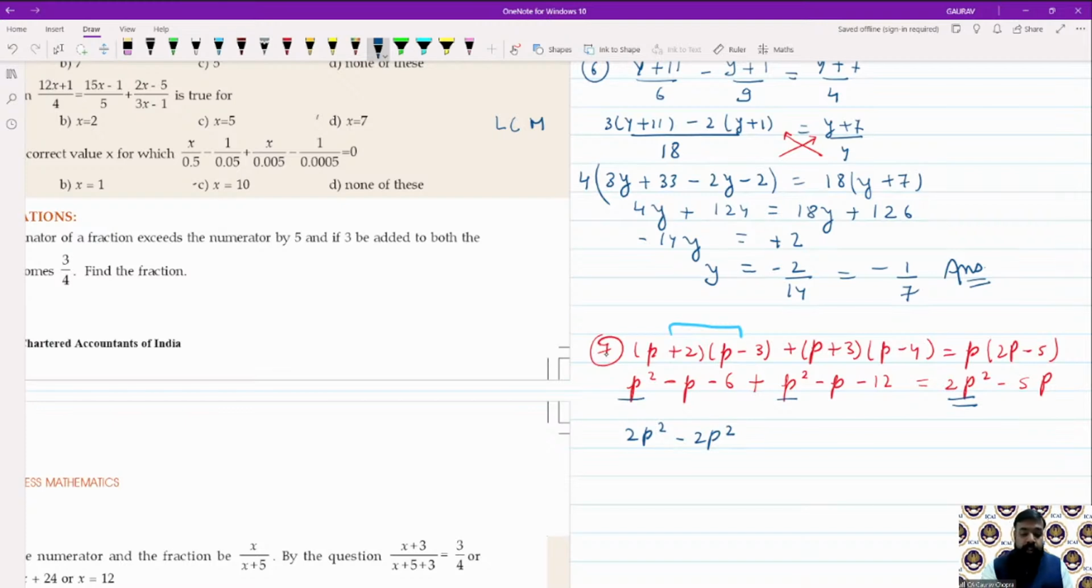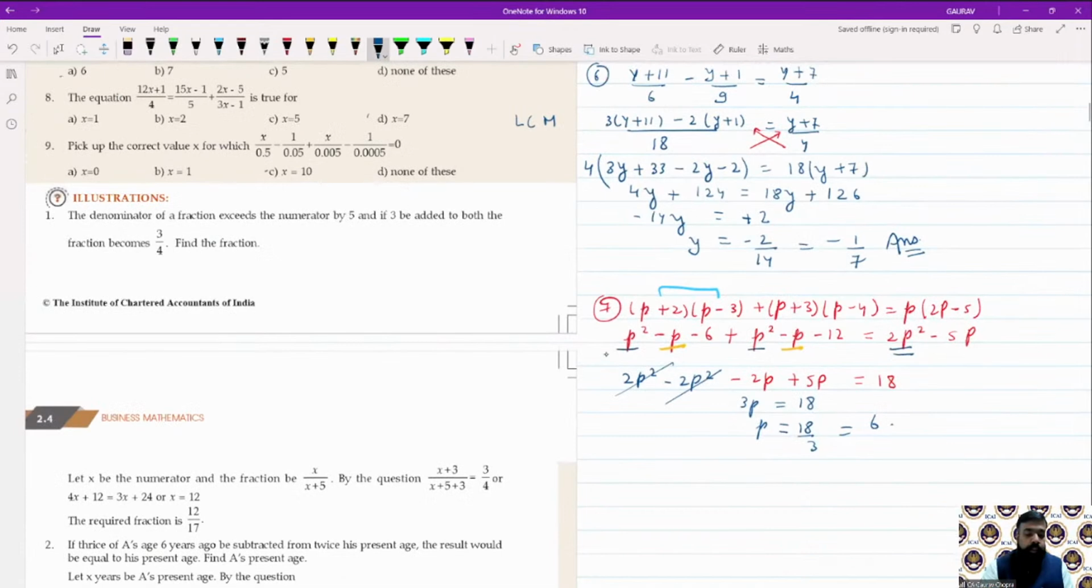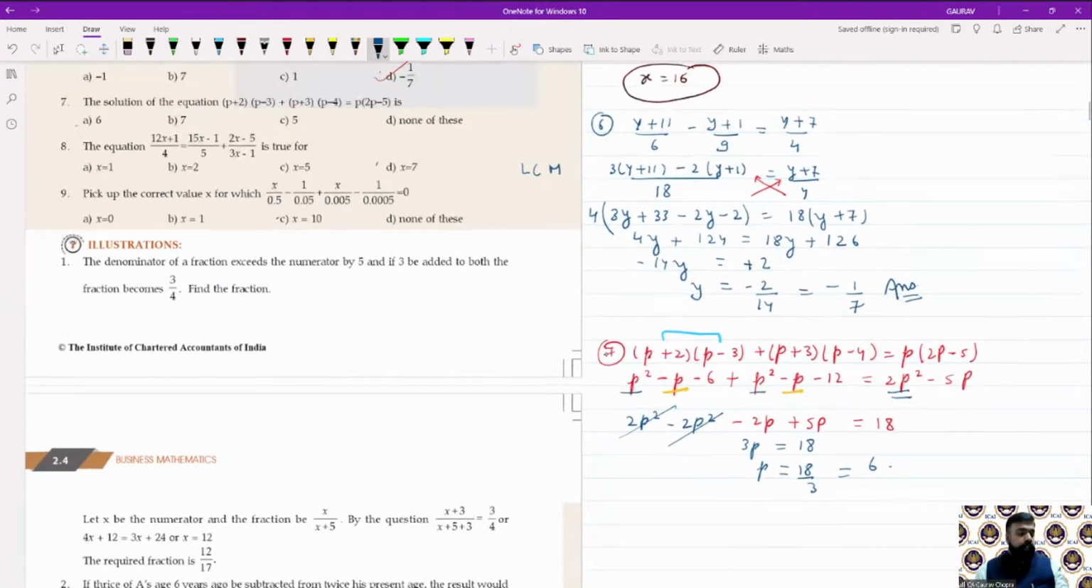Then here we are having minus P and minus P. It will become minus 2P plus 5P. Then what is left? 6 and 12 will go on the other side. So now P square and 2P square are cancelled. So what is left? 3P is equal to 18. Now the value of P will be 18 by 3, that is 6. So option number A is the correct answer.